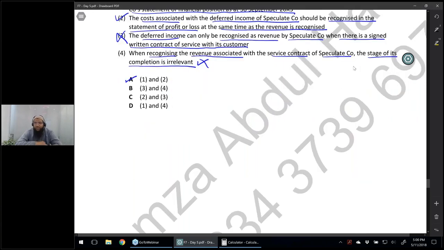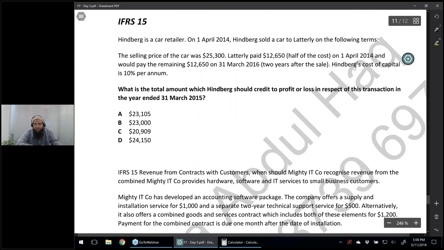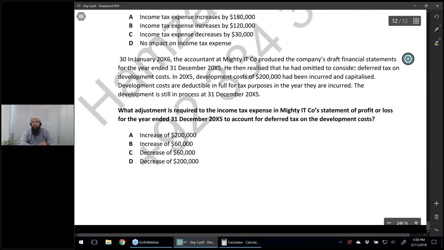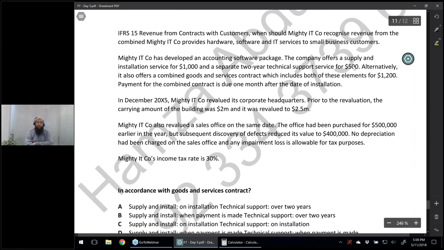So we have done a lot of questions. How about trying IFRS 15 on your own at home? And if you have any problem, you people can discuss this on the WhatsApp group, because we are exactly at par with the time. So you can try IFRS 15 on your own at home and then discuss this on the WhatsApp group in case you have any problem.